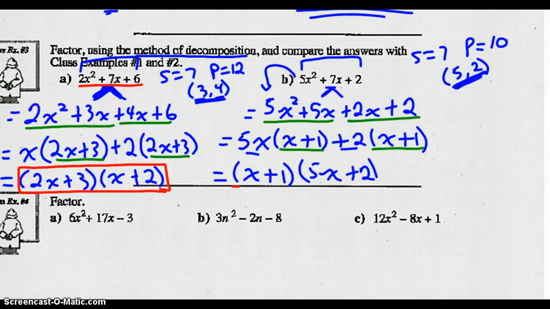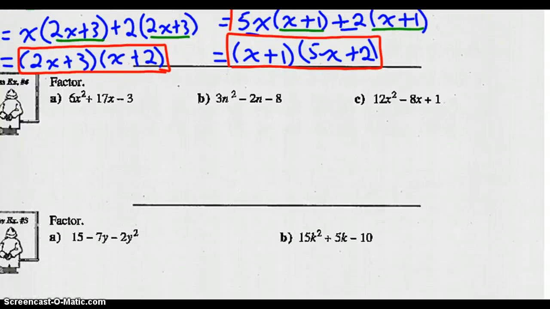That is the complete factorization of our complex trinomial that we started with. All right, let's try a couple more. 6x squared plus 17x minus 3. Exact same steps. We ask ourselves, what two numbers have a sum of the middle term, positive 17, and a product of the first times last? 6 times negative 3 is negative 18. So two numbers that add to 17 and multiply to negative 18 are 18 and negative 1.